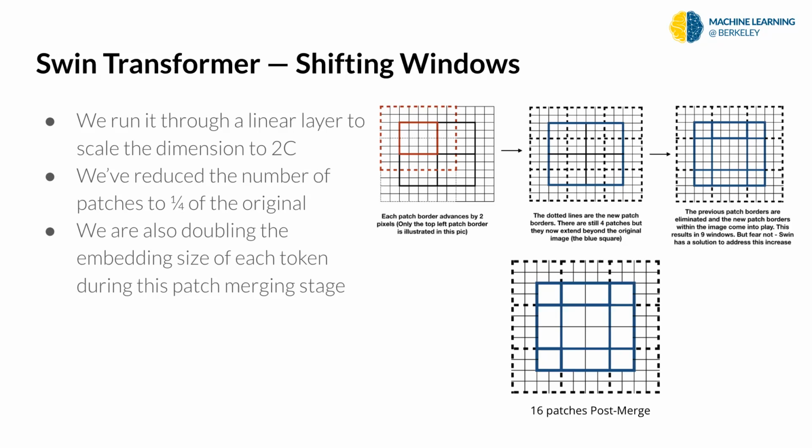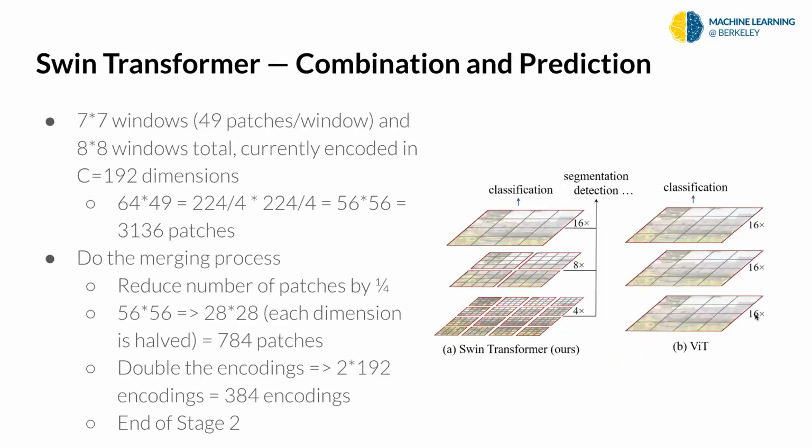So we don't lose out on information as we're increasing our patch size. All right, this is a quick example. This corresponds to our initial example of the Swin with 7x7 windows. So 7x7 windows means we have 49 patches per window, and 8x8 or 64 windows total, encoded in C equals 192 dimensions. So this is just walking through the initial example that we had, as opposed to the previous example, which was the author's example from the paper.